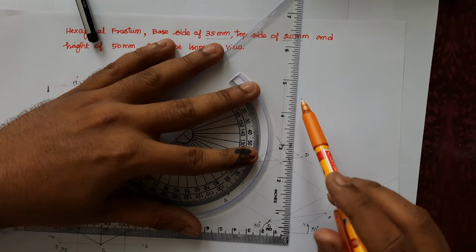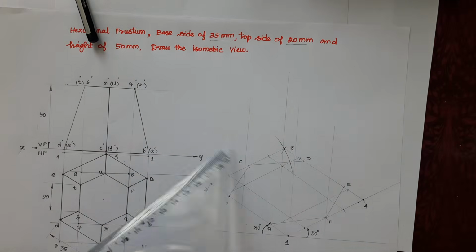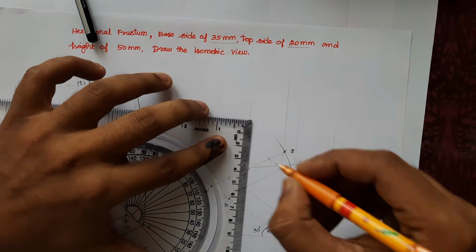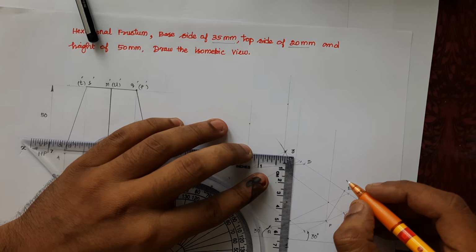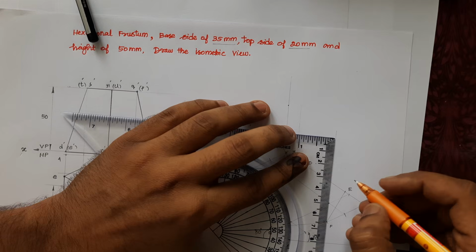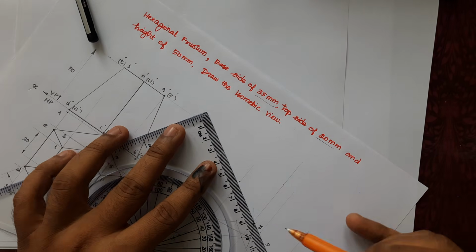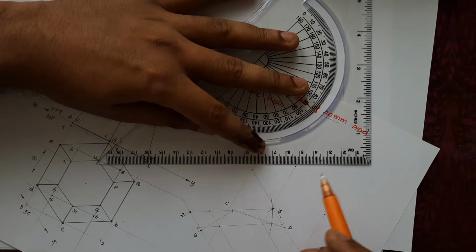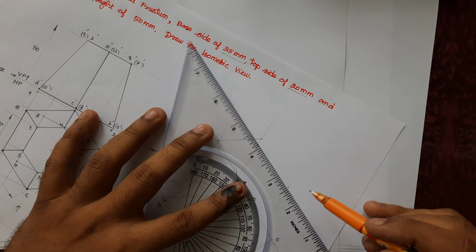So let me draw the line initially, then I can mark the 50 mm later. I have marked the line, and now let me mark the 50 mm. Here is a 50 mm point. Here is a 50 mm, here is a 50 mm, and then here is a 50 mm. And after that, we can connect all the 4 points which are 50 mm above the base.